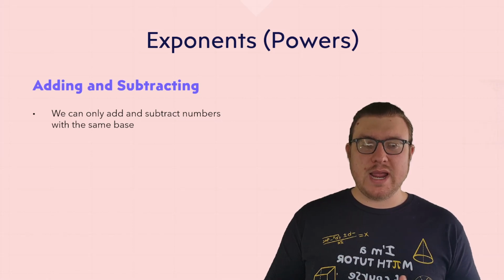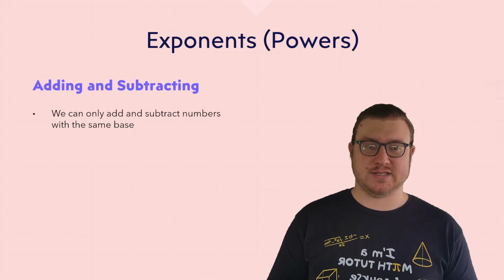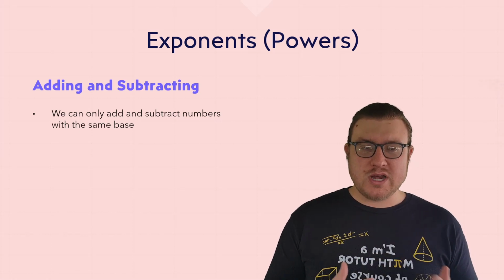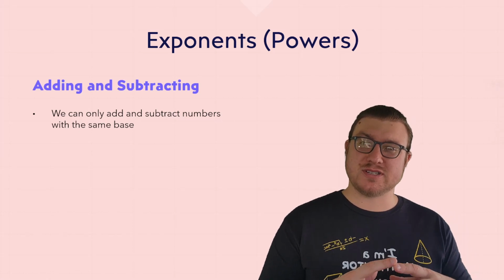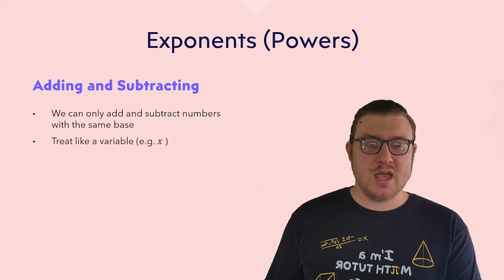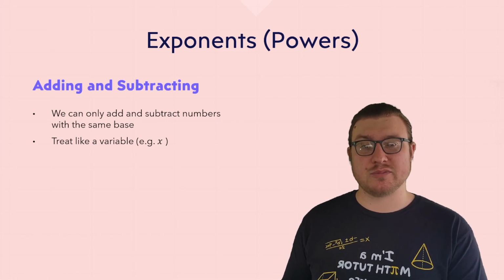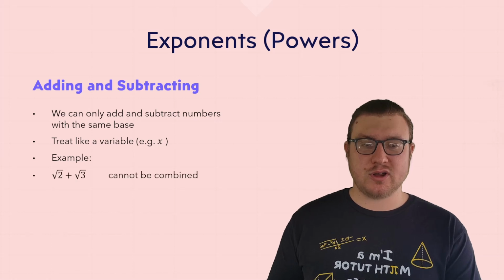Let's look at adding and subtracting these powers or these exponents. Now, when we have terms, we can only add and subtract terms with the same base. So we cannot do anything in terms of, for example, x to the power of 3 and x to the power of 2. They're different terms. So we can treat these surds like variables when it comes to the algebra.